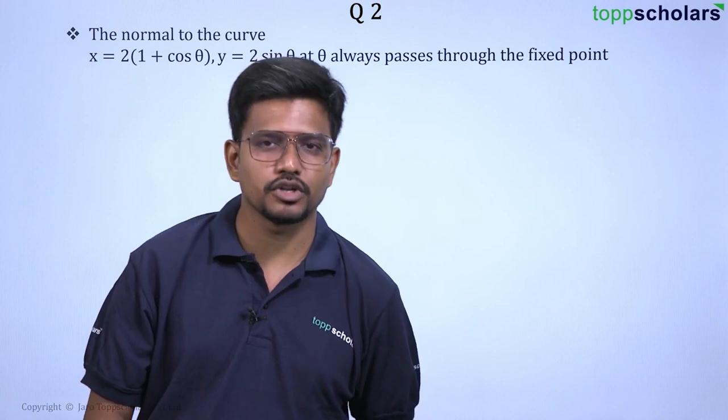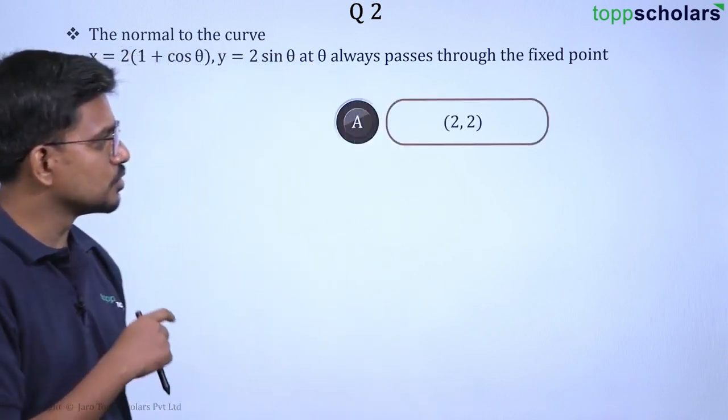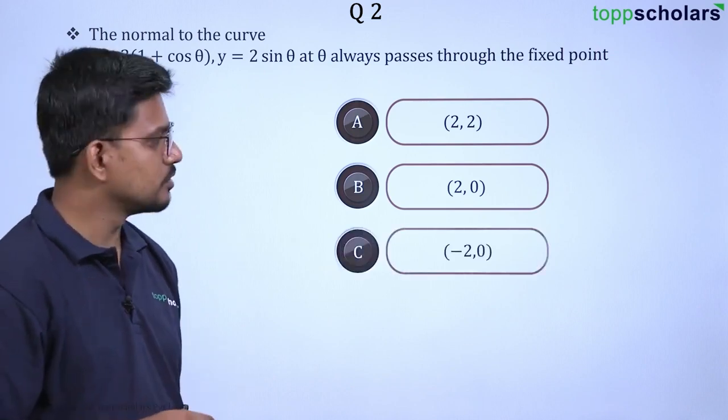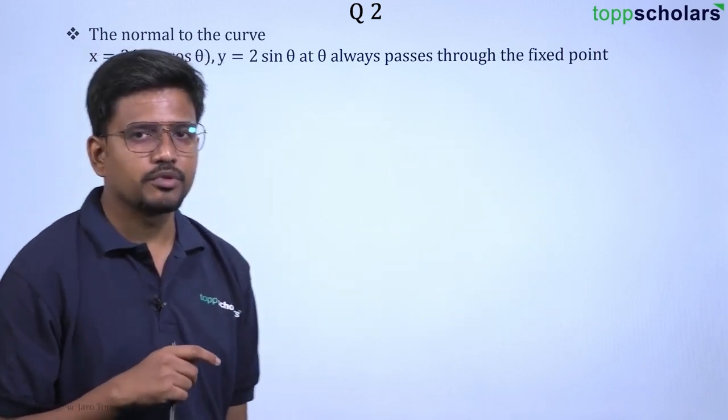So let us first look at the options. What are the options? The options are (2, 2), (2, 0), (minus 2, 0), (0, 2). Let us move ahead with the solution.